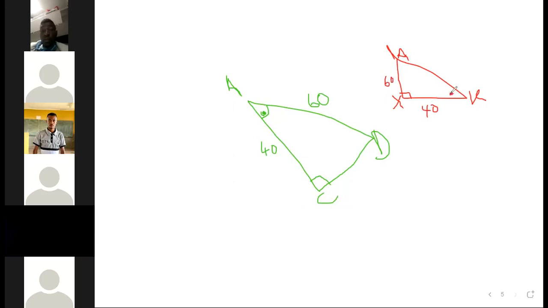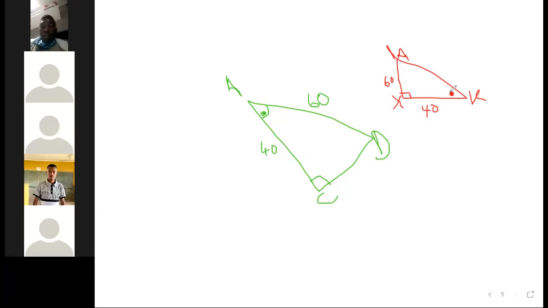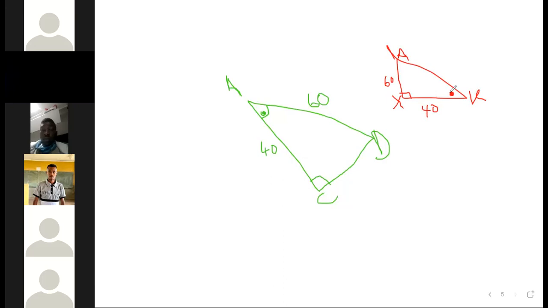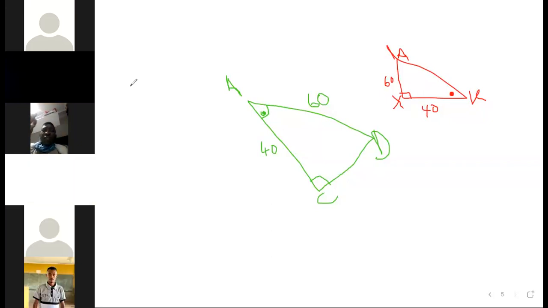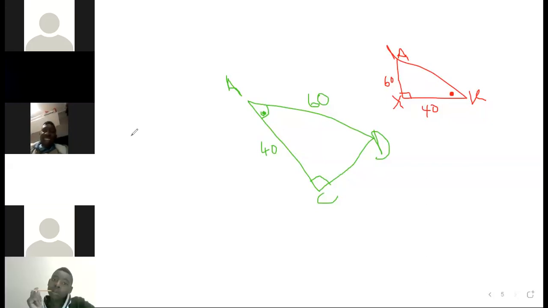And I wanted K. What was I going to use? Raise up your hand if you have an answer. Yes? So isn't it sine? Why do you want to use sine? Because we have the adjacent. Oh no, but we don't have the hypotenuse. We have the adjacent and the opposite though. So what can you use?